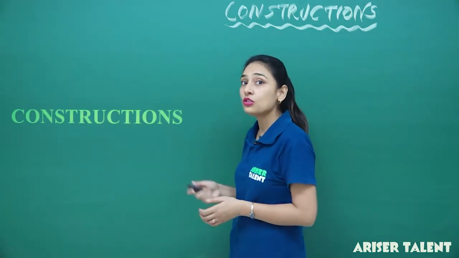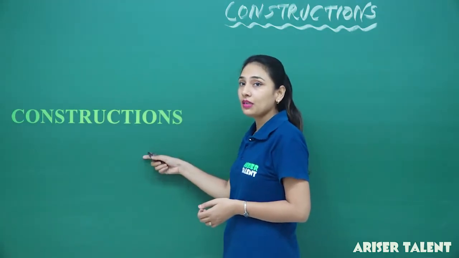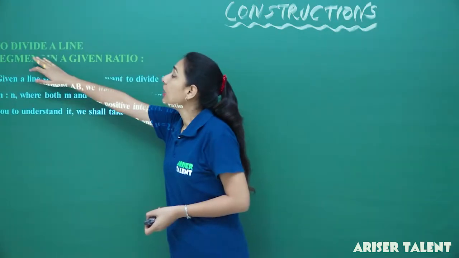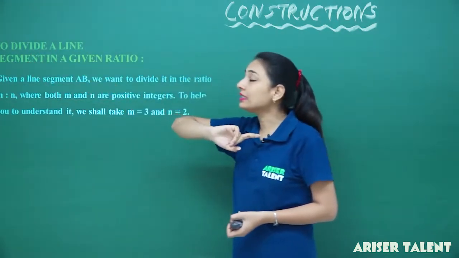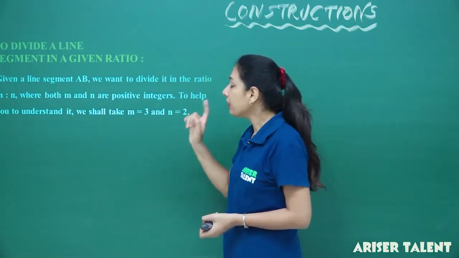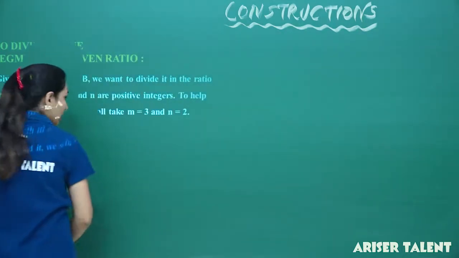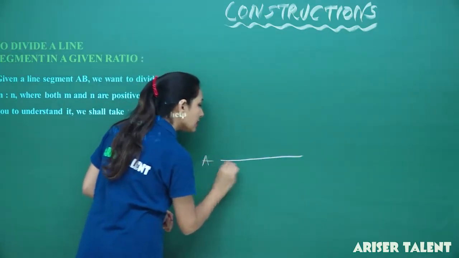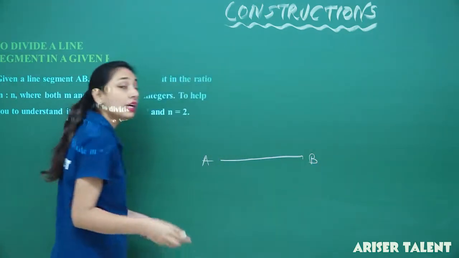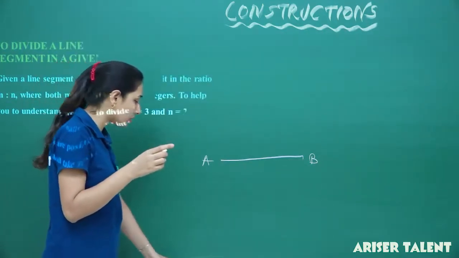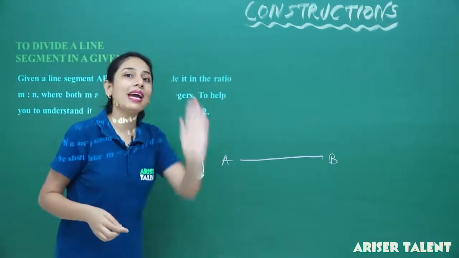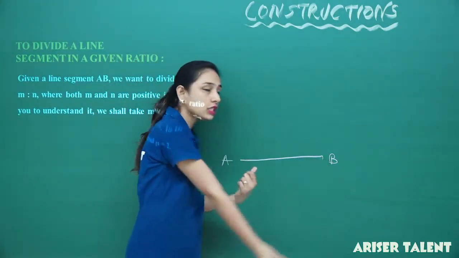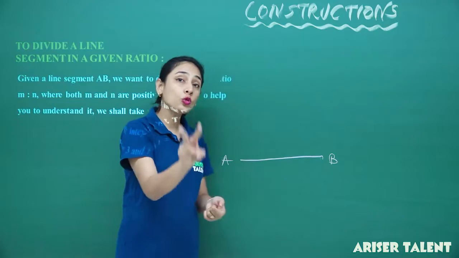Okay students, so here the chapter name is construction. Then we learned how to divide a line segment into a given ratio. Students know this: in your previous classes, when you had to divide a line, you were just bisecting it. Bisecting means you divide it into two equal parts.